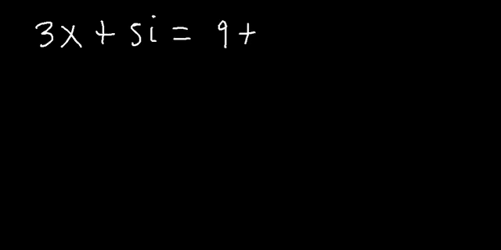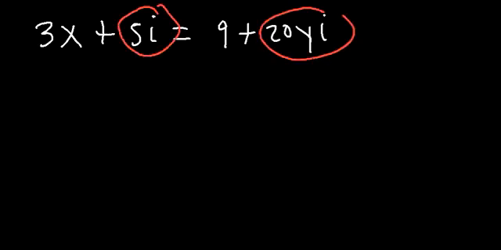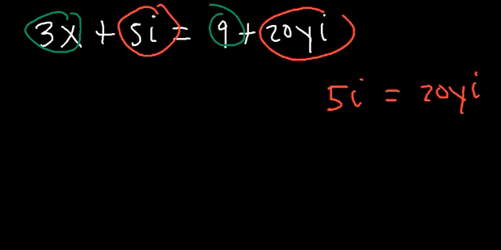So now we're going to focus on solving equations that deal with imaginary or complex numbers. So let's say if you have 3x plus 5i, and let's say that's equal to 9 plus 20yi. How would you solve it? You need to know what's real and what's imaginary. Anything with an i is imaginary. So we're going to set those two equal to each other. So 5i equals 20y times i. These numbers, they don't have an i, so they're real numbers.